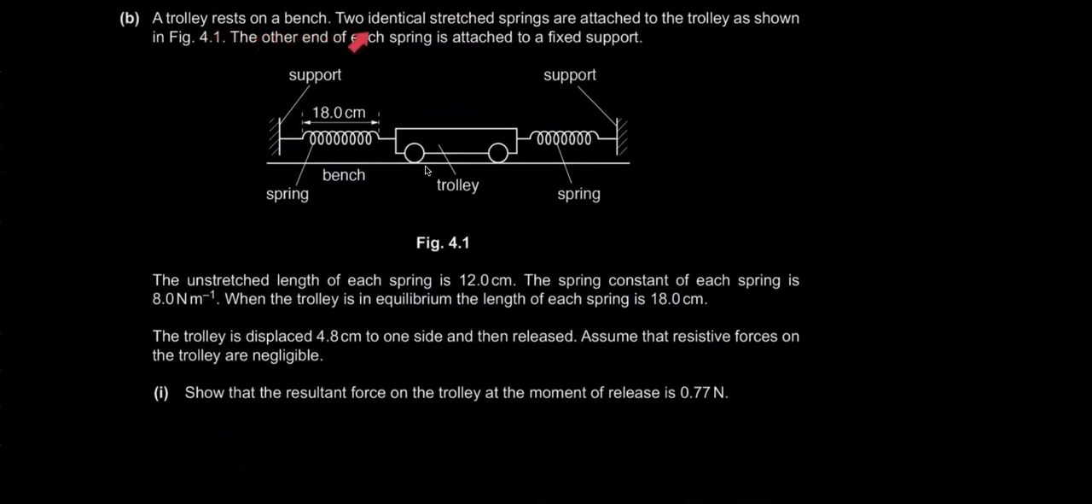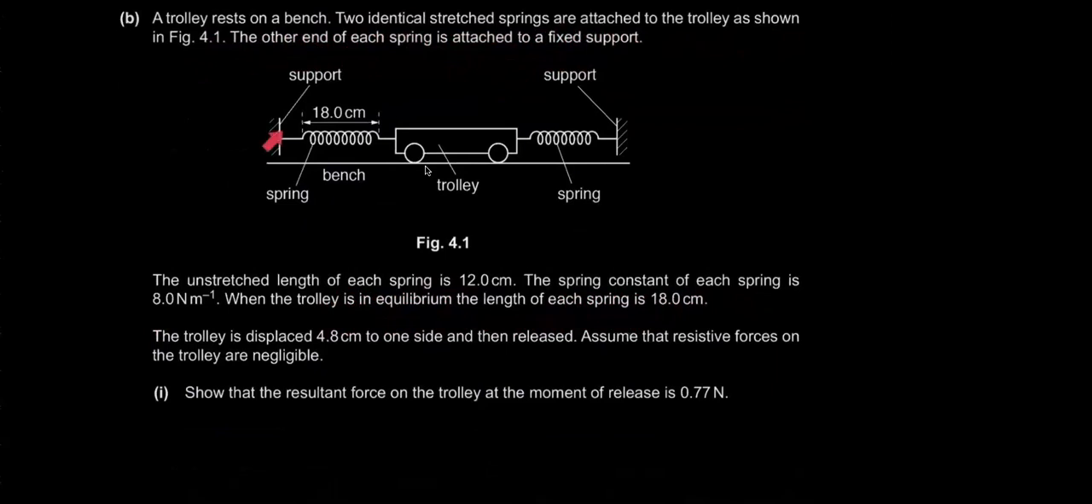A trolley rests on a bench. Two identical stretched springs are attached to the trolley as shown in figure 4.1. The other end of each spring is attached to a fixed support. The unstretched length of each spring is 12 centimeters. The spring constant of each spring is 8 newton per meter. When the trolley is in equilibrium, the length of each spring is 18 centimeters.